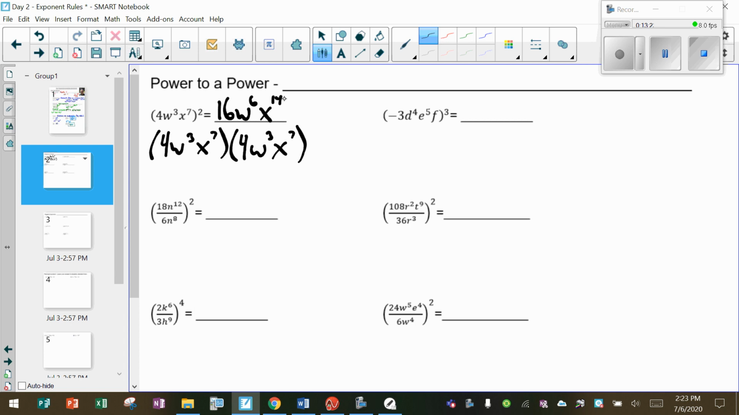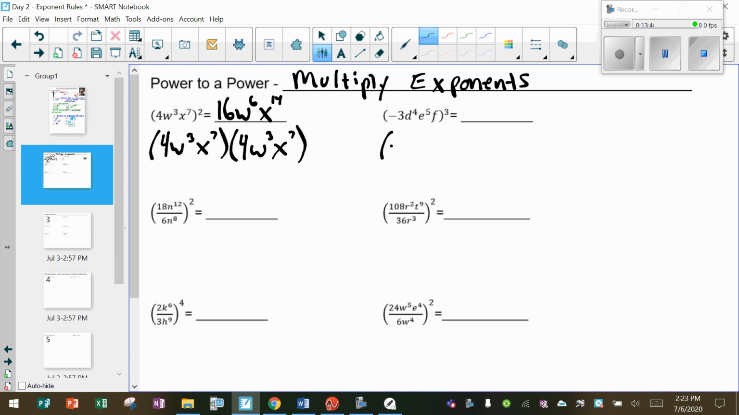But we don't want to have to write that out every time, especially if it's like 3 of them, like the next example, or 4 of them, like one of the other examples. So what's the shortcut? The shortcut is to multiply the exponents. Multiply exponents when you have a power to a power. Now that only goes to the variables.